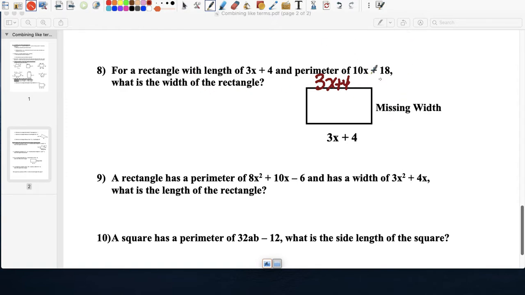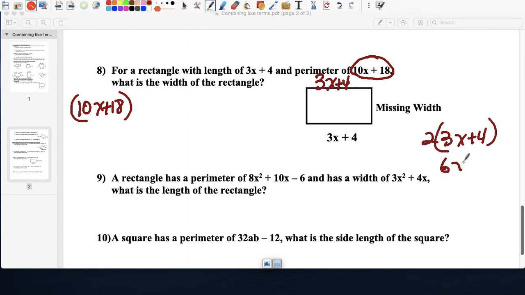So from our full perimeter, if I add all 4 sides, I get 10x plus 18. But from that, I'm going to subtract. Agree with me that 3x plus 4, if I multiply by 2, I get 6x plus 8. So this plus this is 6x plus 8, which represents the sum of the 2 sides that I know. So from my full perimeter, I'm going to subtract 3x plus 4 minus 3x plus 4, or if you want to have fewer terms, you can write 6x plus 8.